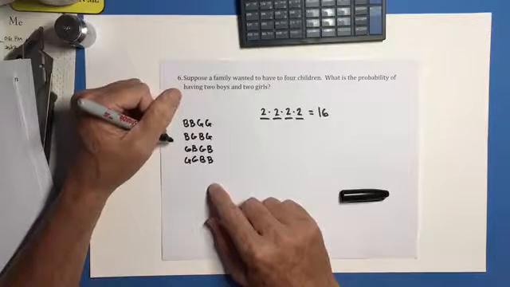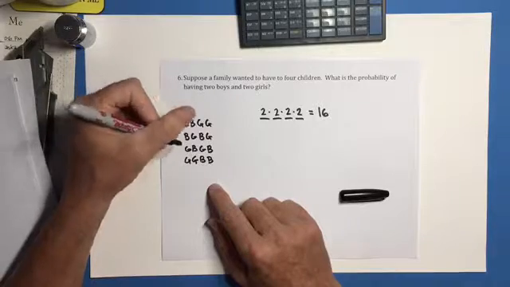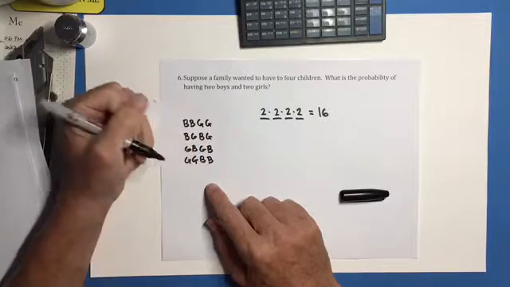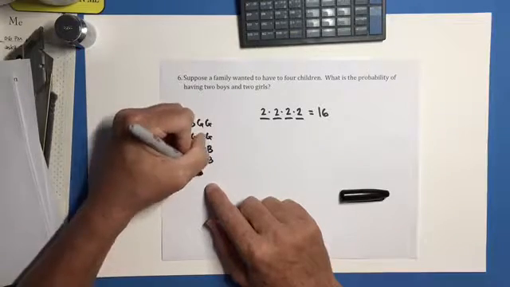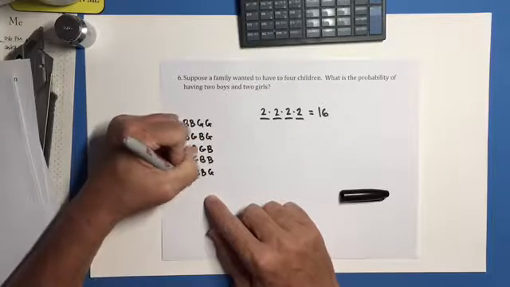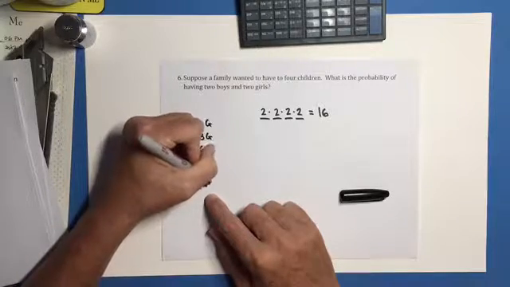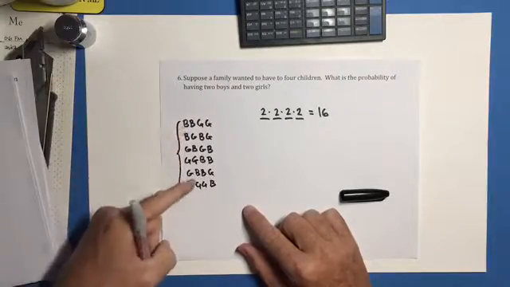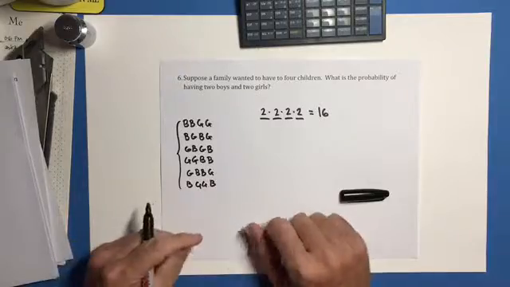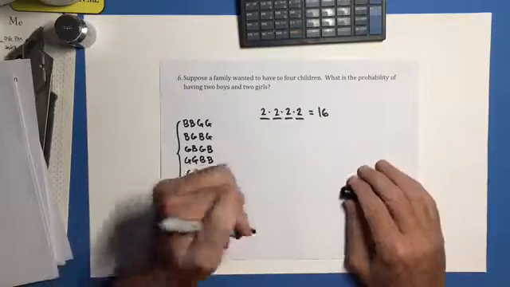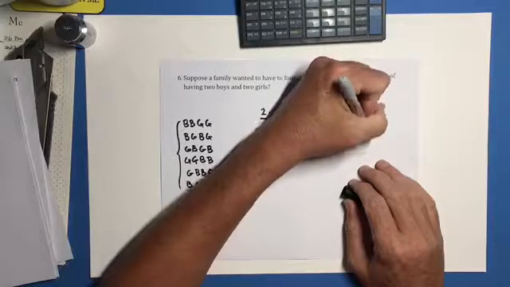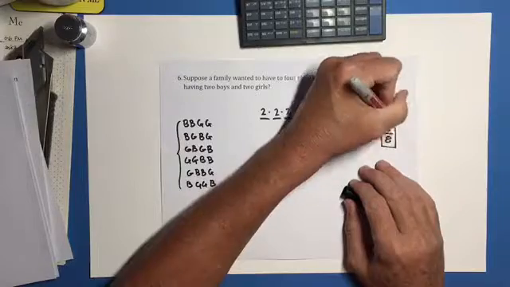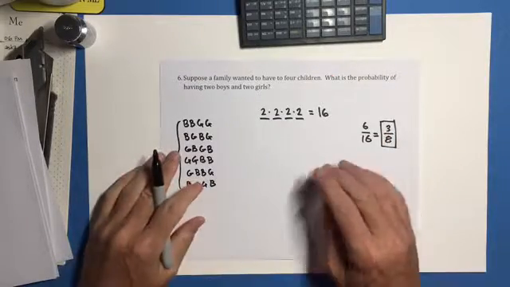We could have, let's see. Oh, no, girl, boy, I got that one. Oh, we could have girl, boy, boy, girl. We could have boy, girl, girl, boy. So it would seem that there are 6 ways to have 2 boys and 2 girls. So the answer is going to be 6 out of 16, which is 3 out of 8. But wait a minute.